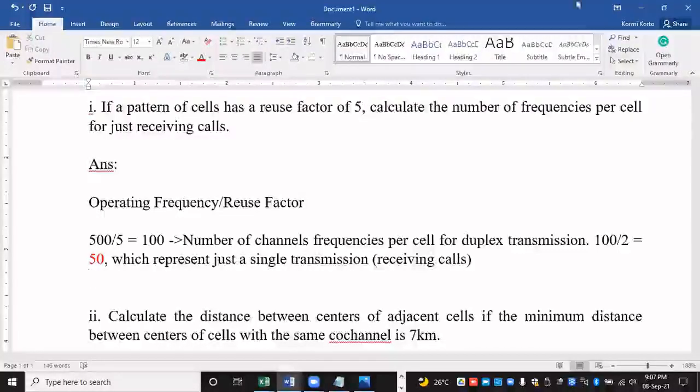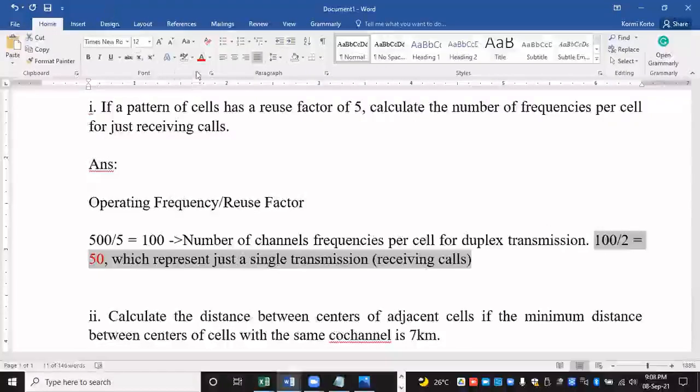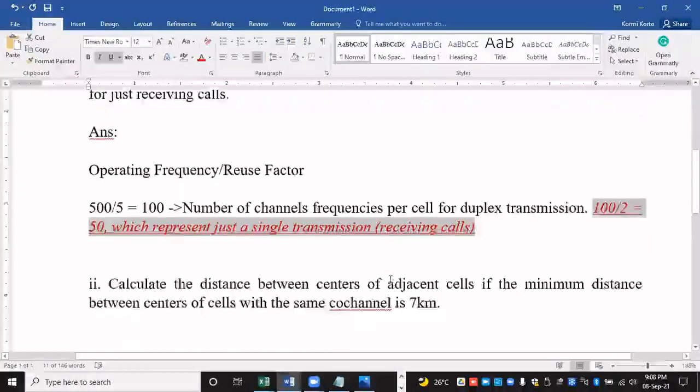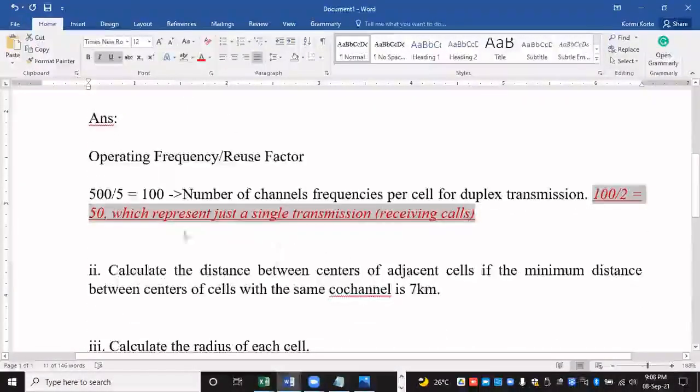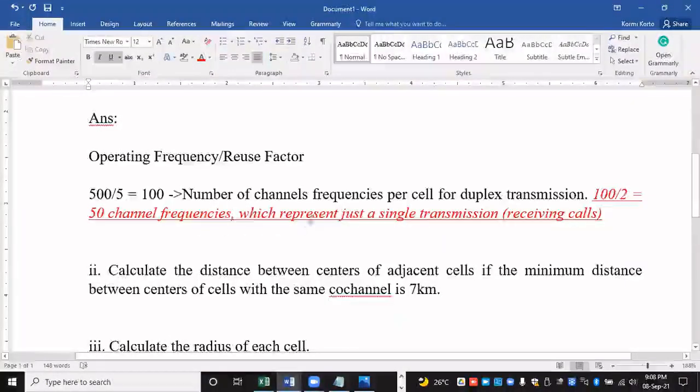Are we good, folks? Yes, sir. So this would be your answer to this particular question. We have 50 channel frequencies, which represents just a single transmission.